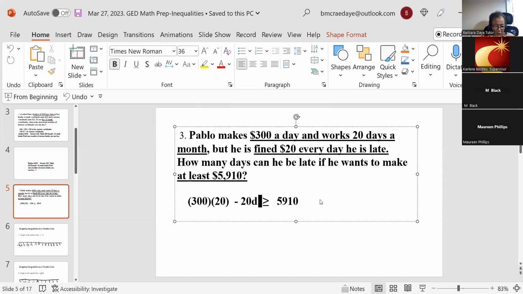So you know what you do first, right? Subtract 20 from both sides. No, Maureen, no. That's a 20D. How many days can he be late? Multiply your 300 times your 20 first. That gives you what? 6,000. Yeah. Keep going. Minus 20D greater than or equal to 5,910.